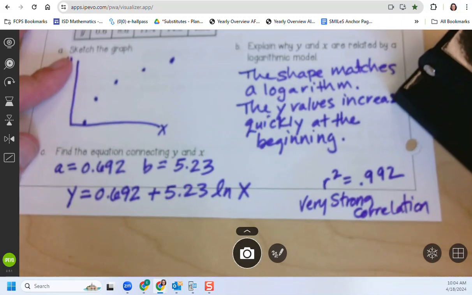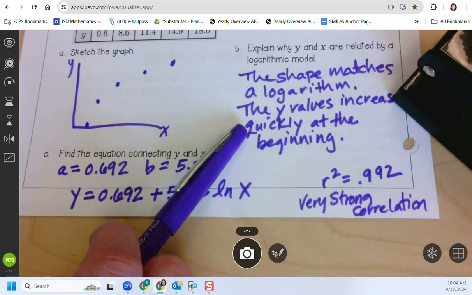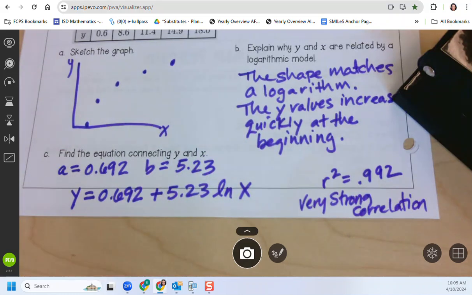All right, sorry about the sideways there. Okay, so you use your a and your b value to build your equation. You need to explain why it's a logarithmic model more than just the shape. You got to write down what about the shape makes it look logarithmic. And we added our own little note here about the r squared. It didn't ask about that, but you do need to know about the coefficient of determination. Thank you. I think it's on your desk.